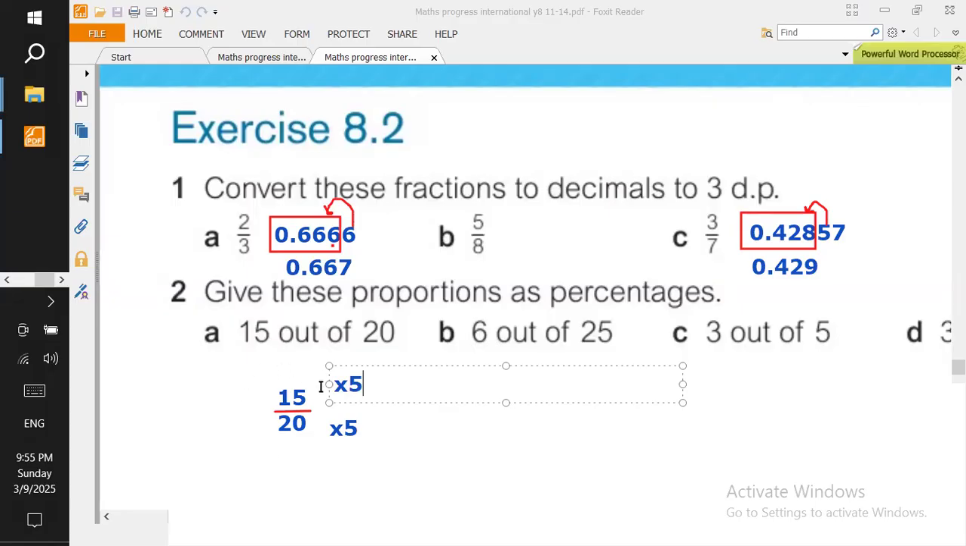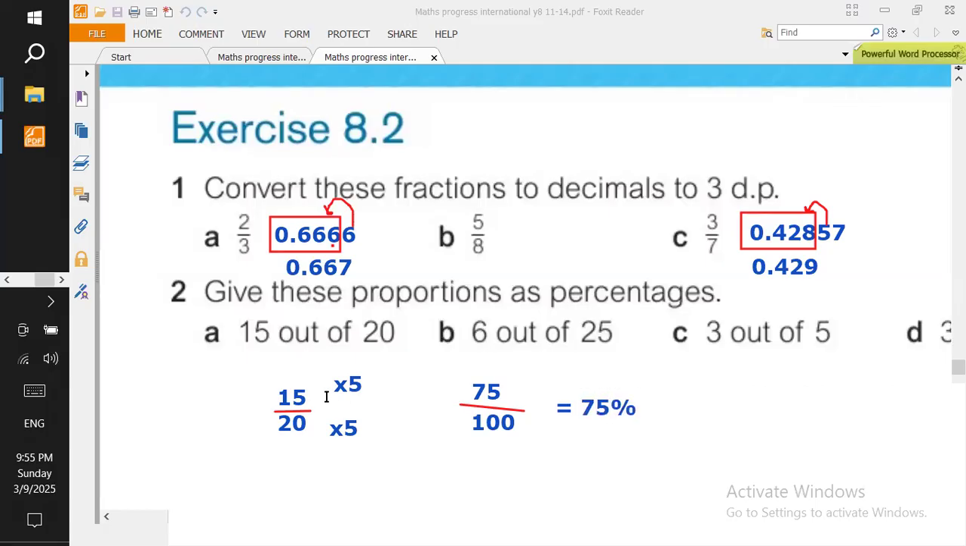Or you can take the fraction, multiply by 100, it will give you the percentage. Now to continue this, 15 times 5 is 75. And then 20 times 5 is 100. So after doing this, I got the fraction with 100 in its denominator. It means I can write the percentage, which is 75%.